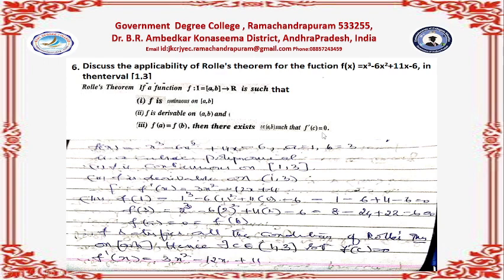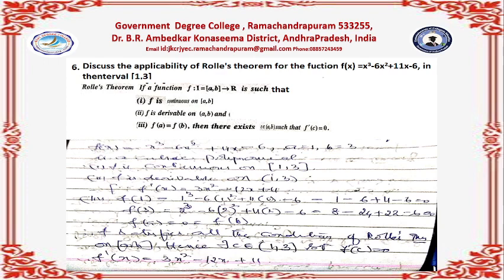So what is Rolle's theorem? It is a function with 3 conditions. Number 1, f is continuous on the closed interval ab. Further, number 2, f is derivable on the open interval ab. And number 3, the value of the function at the end points must be equal. Then we are going to show that definitely there exists a point c belonging to the open interval ab such that f prime at c equal to 0.